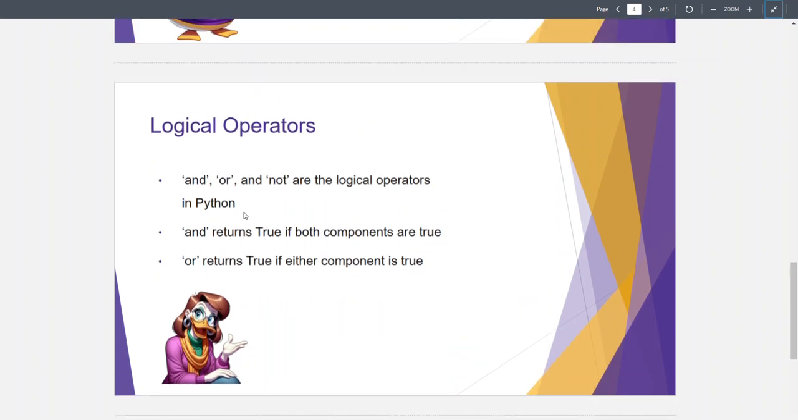There are also logical operators. And, or, not. And returns true if both components are true, or returns true if either component is true.